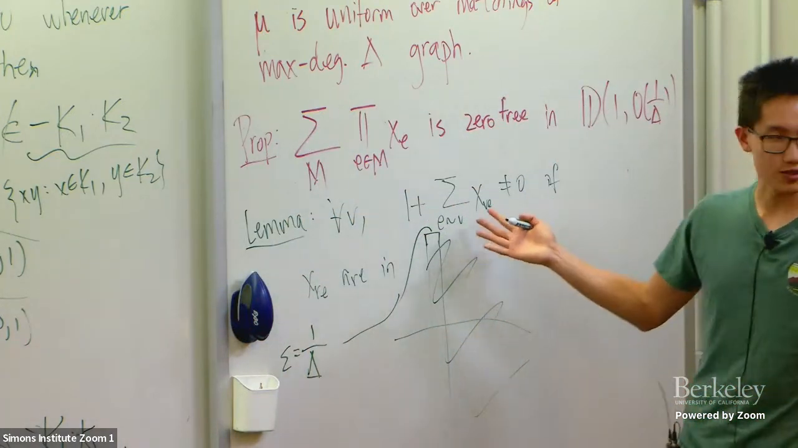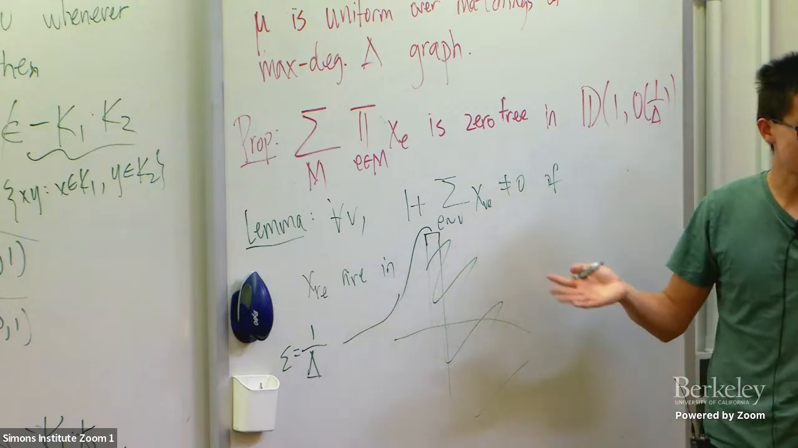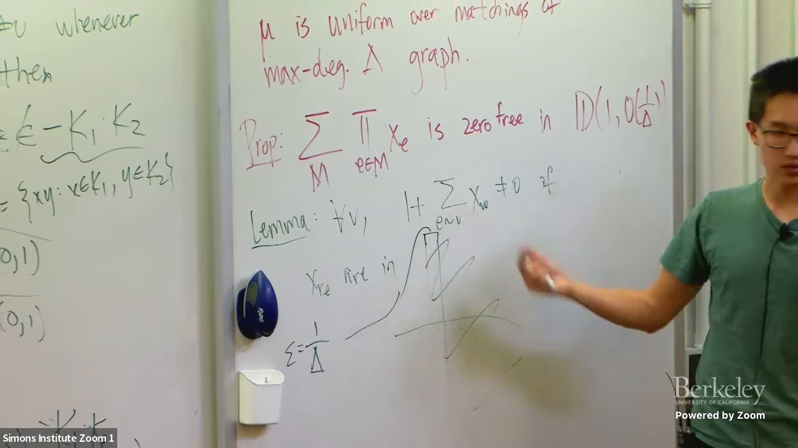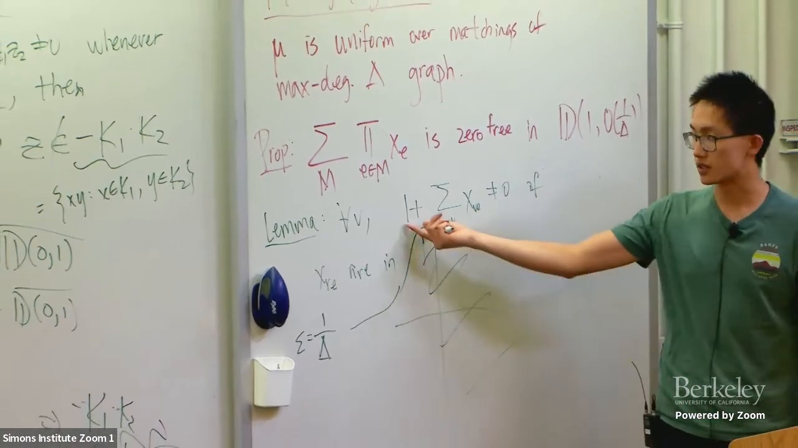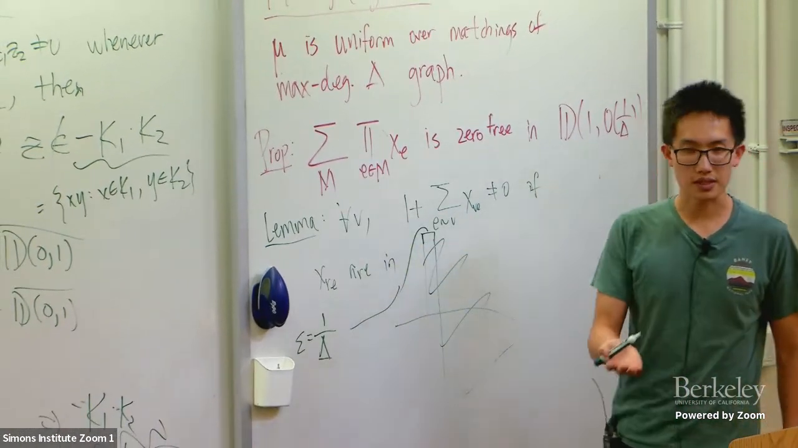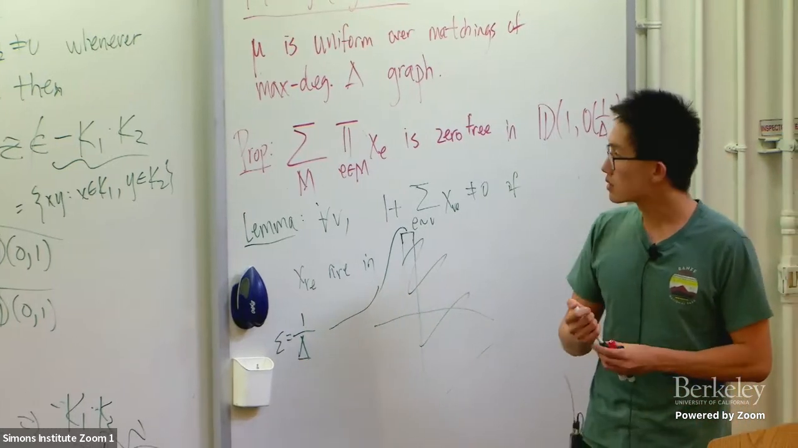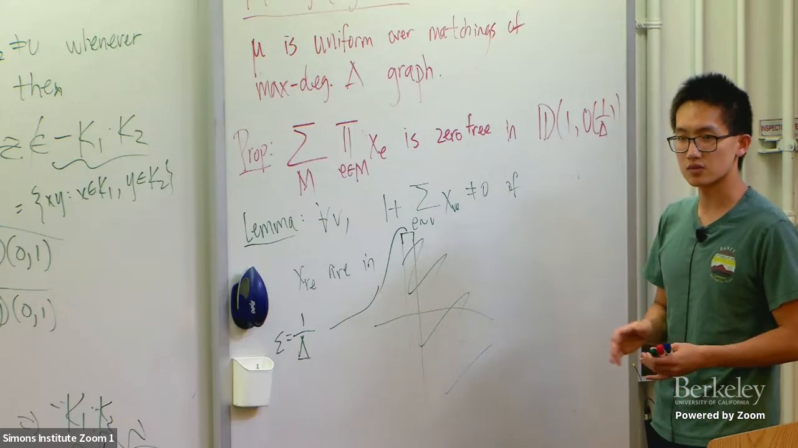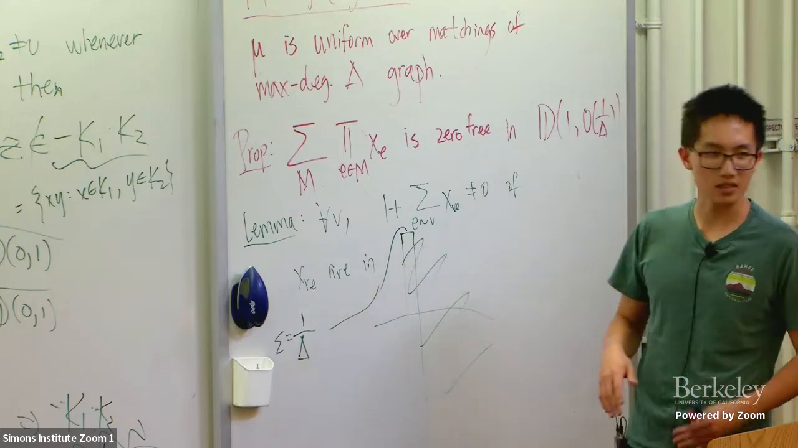Does anyone see the proof of this? Exactly. If the real parts of all the inputs are larger than 1 over delta, there's no way you can beat the 1. Exactly. Okay, I think I'm out of time. That's essentially all I want to say.